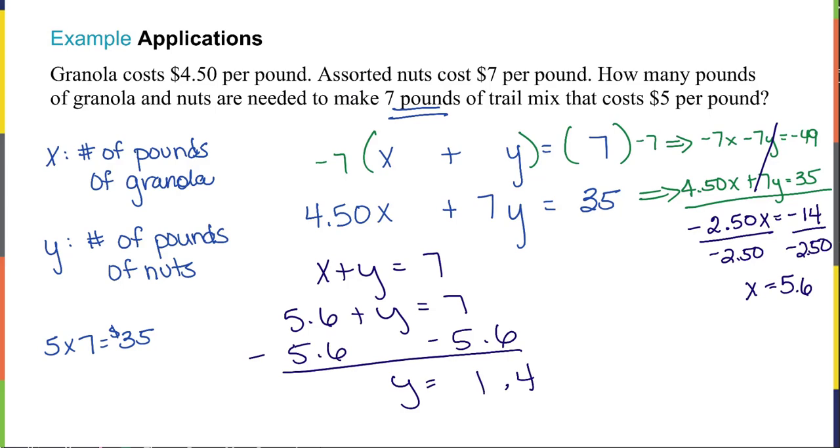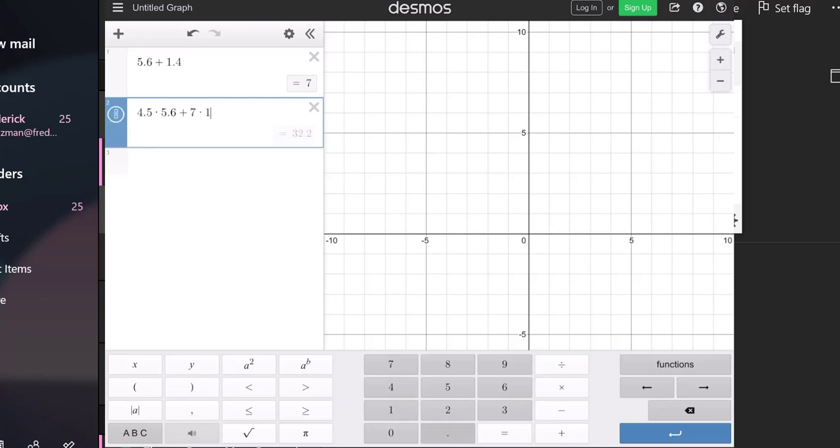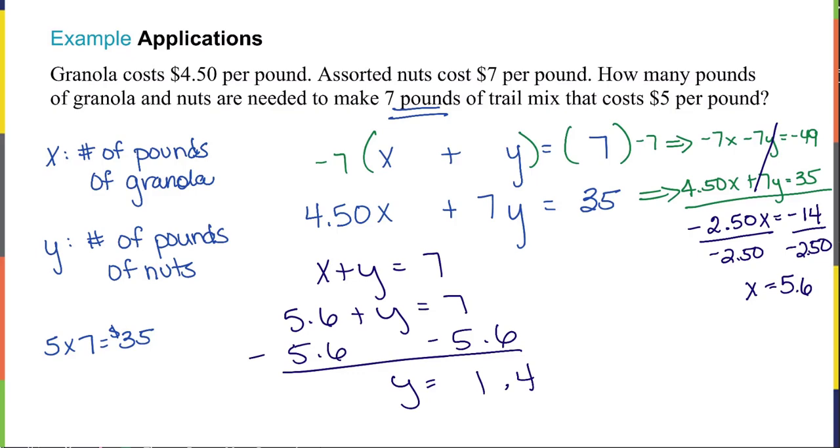So let's double check our equations from the beginning. If I have 5.6 plus 1.4, that does equal 7. If I have 4.5 times 5.6 plus 7 times 1.4, that does equal 35. So there we have it. There are 5.6 pounds of granola and 1.4 pounds of assorted nuts.